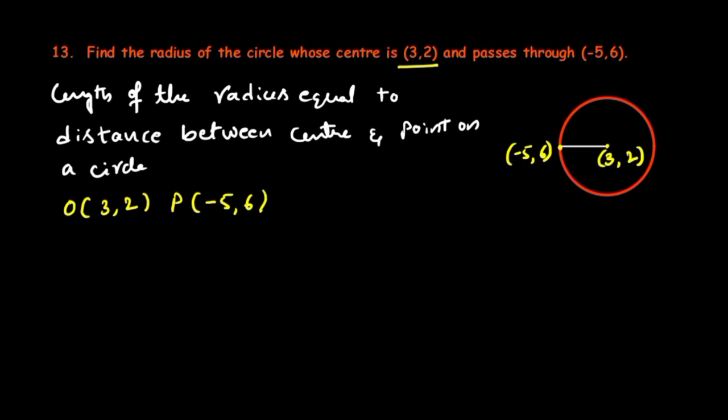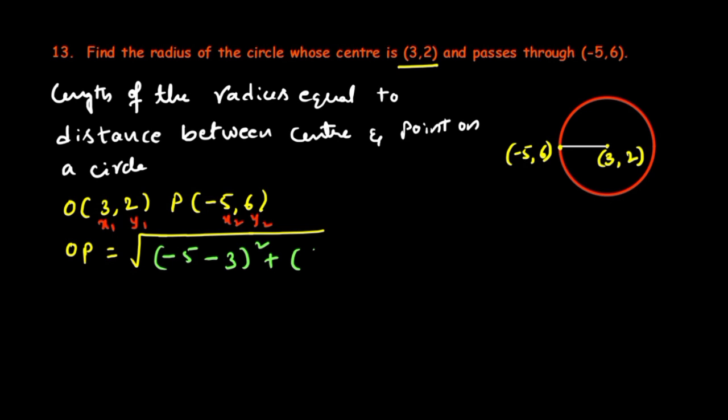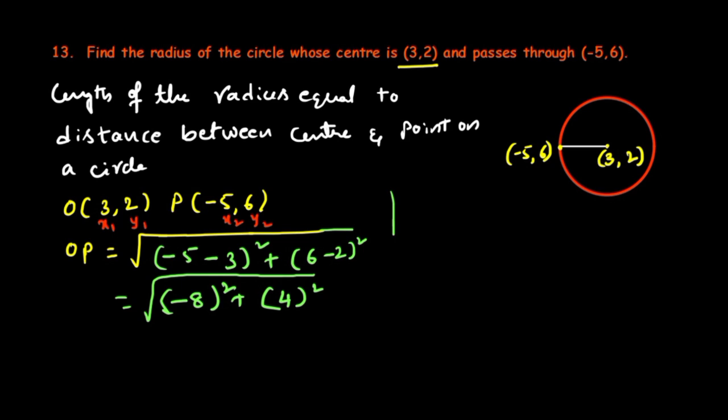Now we should find the distance between OP. This is equal to the root of (x2 minus x1)... So the distance formula, we take x1, y1 and x2, y2. Now we apply the distance formula here: root of (x2 minus x1) whole square, that is (-5 minus 3) whole square, plus (y2 minus y1) whole square, that is (6 minus 2) whole square. So -5 minus 3 is -8, whole square, plus 6 minus 2 is 4 square. 8 square is 64 and 4 square is 16, so root of 64 plus 16 is root of 80.